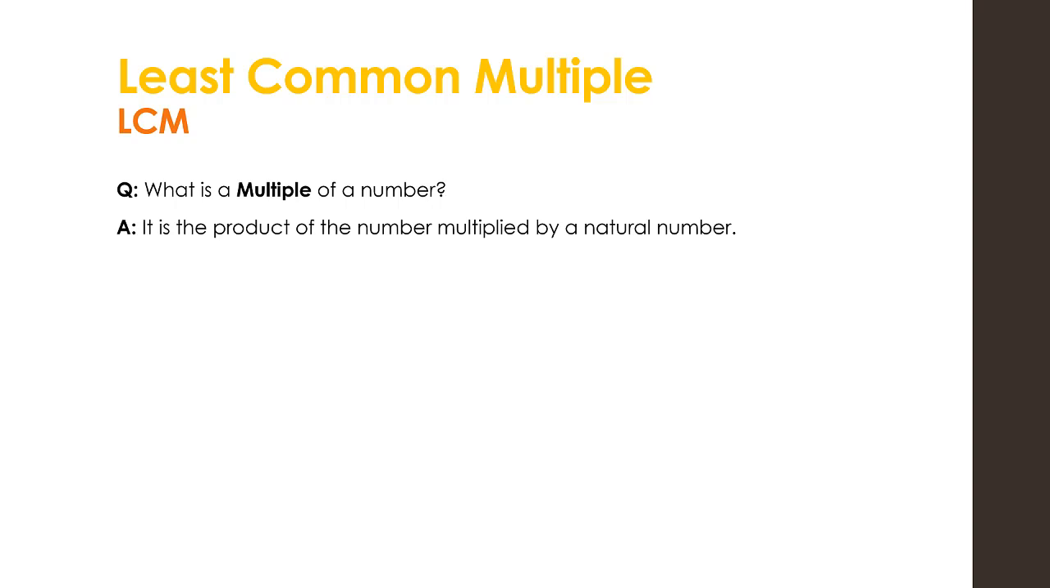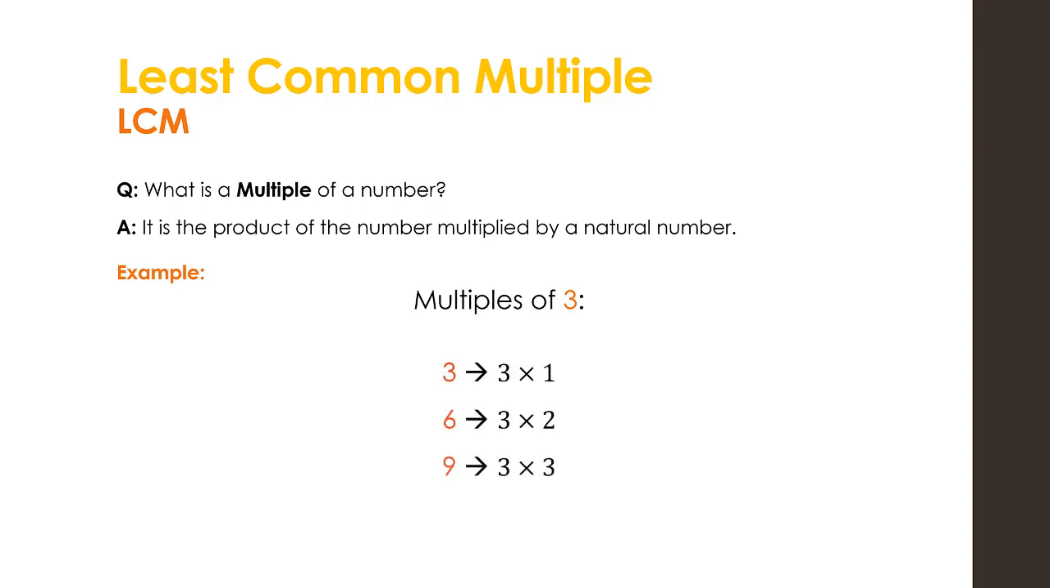The multiple of a number is the product of the number multiplied by a natural number, or what we also know as counting numbers, like 1, 2, 3, 4, and so on. Let's see an example. What are the multiples of 3? Multiples of 3 are 3, 6, 9, 12. We can find many more, but these are multiples of 3 because we can find them by multiplying 3 times another counting number.